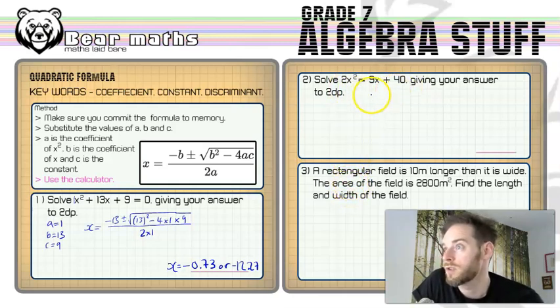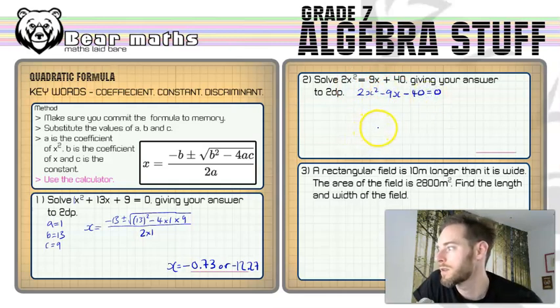This one, slightly more complicated because you've got to rearrange it in number 2. We've got 2x squared. I'm going to take away the 9x. I want to keep my x squareds always positive. All right, so I'm going to take the 9x away, and I'm going to take the 40 away from that side. And that's now equal to 0. It's got to be equal to 0 to solve it.